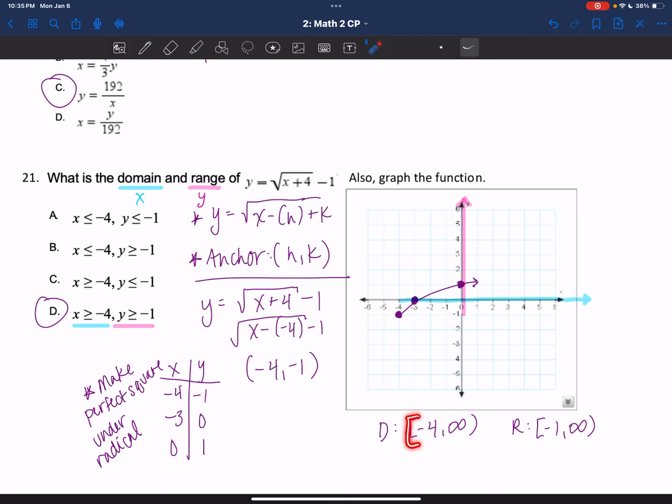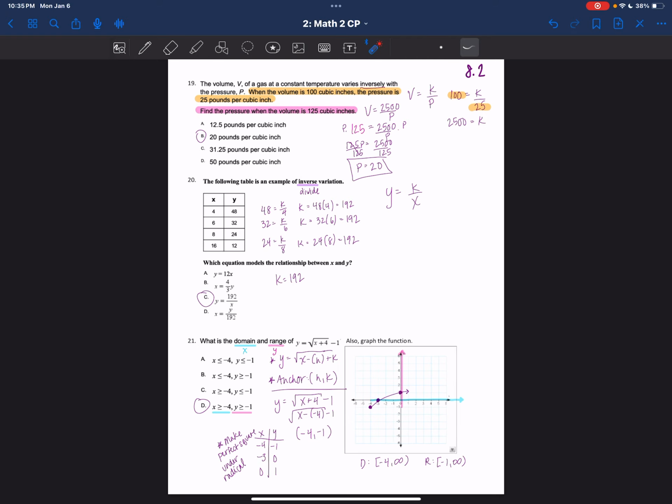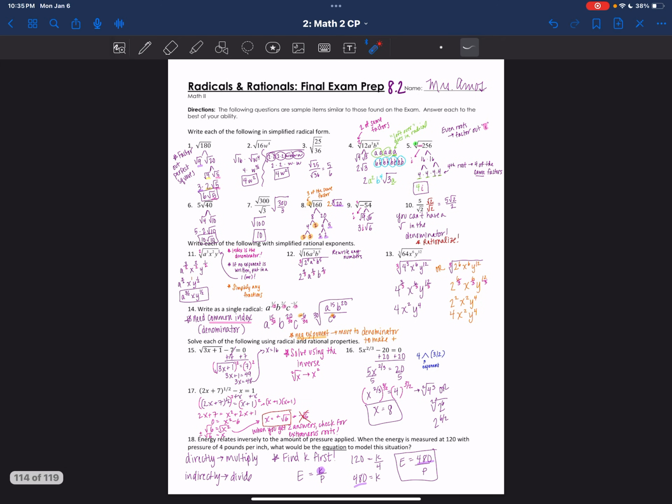And remember, if the point is included, you do it like this. If it's like infinity, you'll put a parenthesis. So either of these would be things you could potentially see. All right. And then that is your radicals and rationals final exam review.